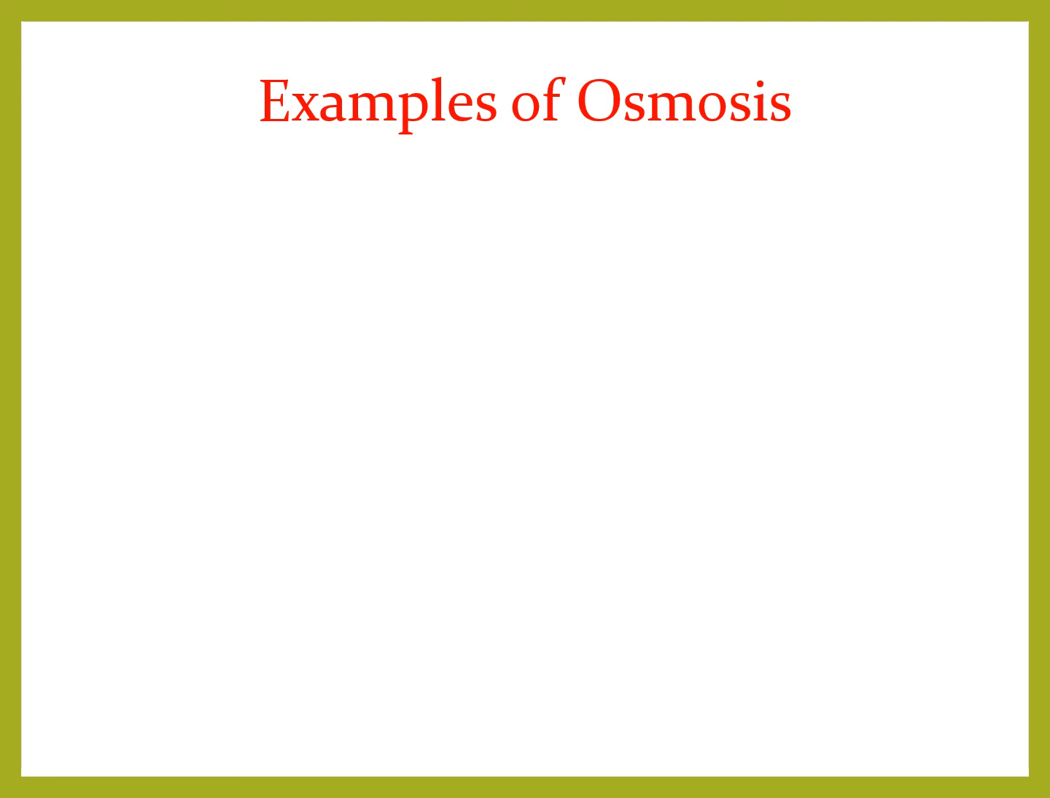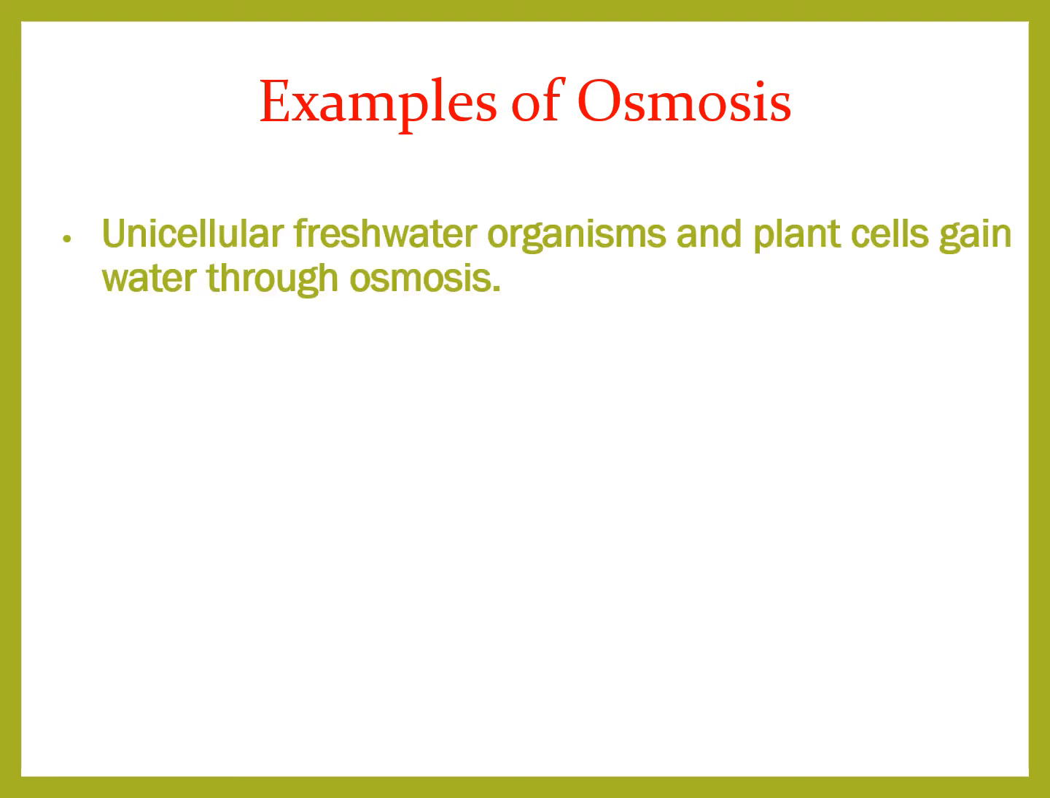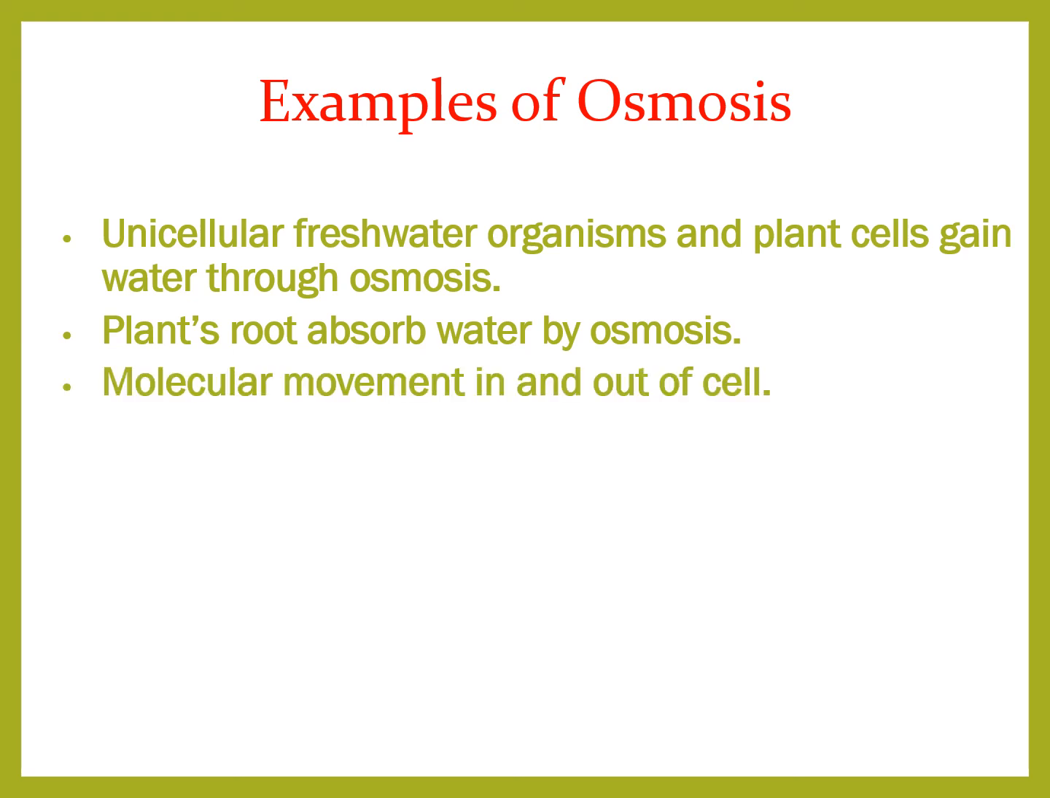Here are few more examples of osmosis. Unicellular freshwater organisms and plant cells gain water through osmosis. Plants' roots absorb water by osmosis. Molecular movement in and out of cell occurs due to osmosis.